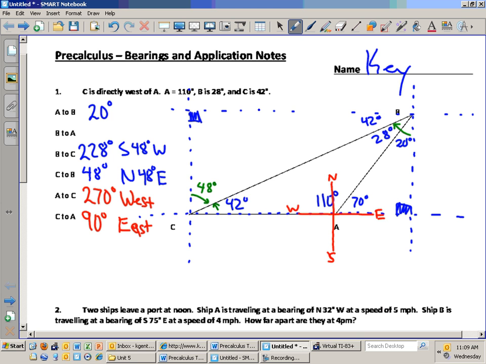So what's that bearing? Navigational. Right, so this angle right here is 20. So it's 20 degrees east of north.